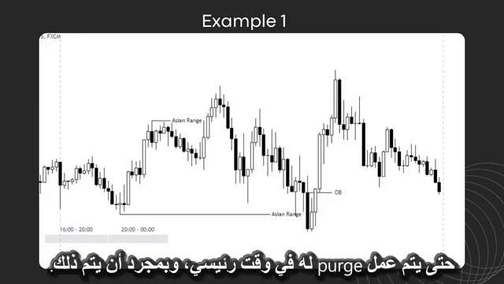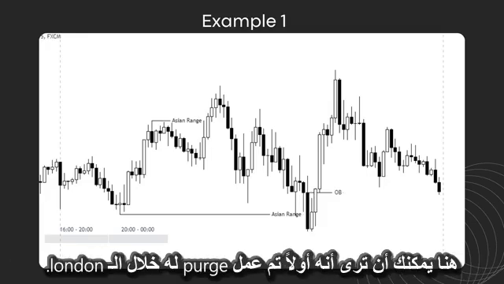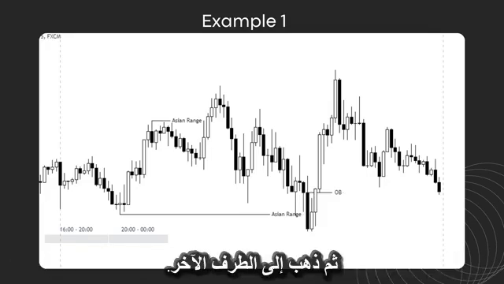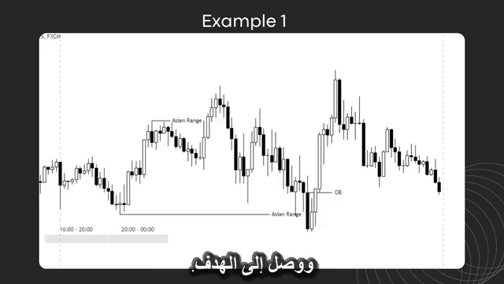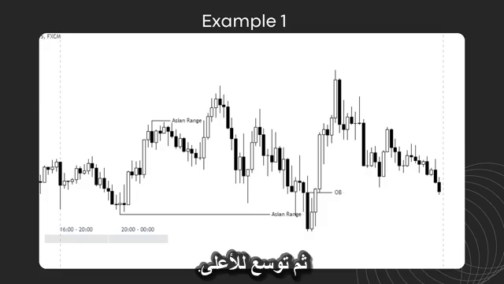So I wait for it to be purged at a key time, and once it's purged, you wait for your entry model or entry setup to trade it. Right here you can see that first of all it was purged during the London Open kill zone, and then it went to the other extreme, reached the target and purged it at another key time during the New York Open kill zone, and then it expanded above.